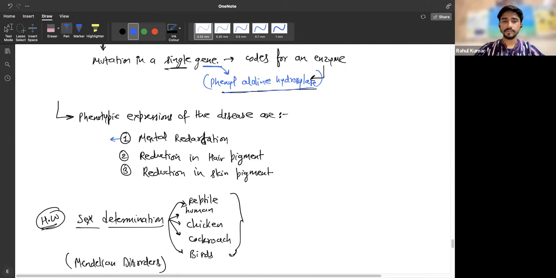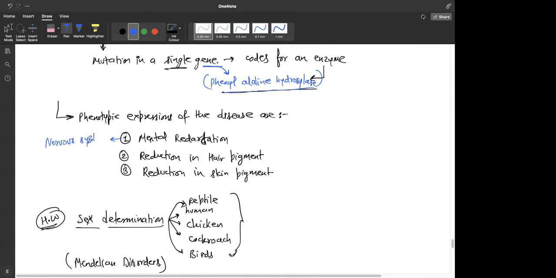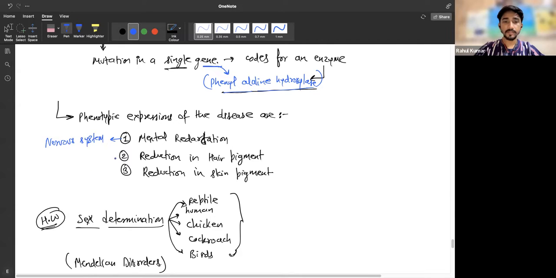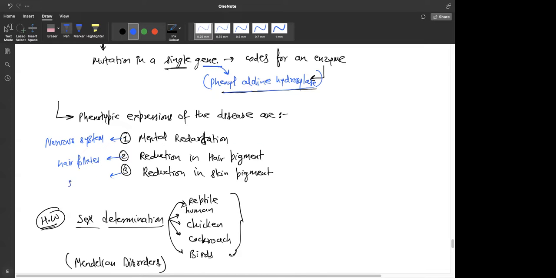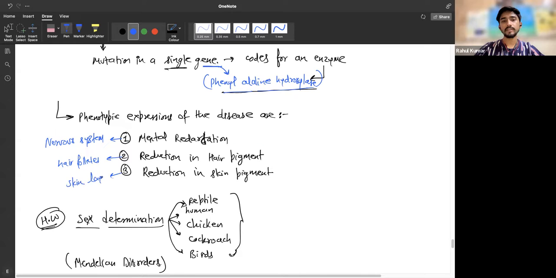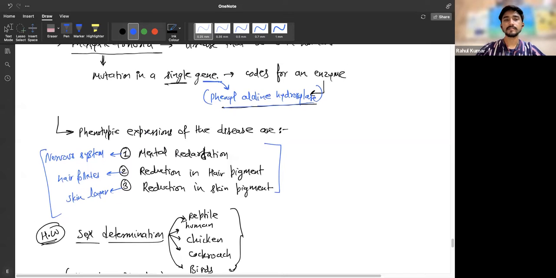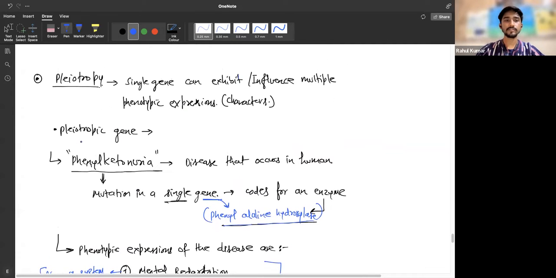So even though it codes for an enzyme, it also causes these problems, which suggests that it is a pleiotropic gene. So if it is causing mental retardation, it is affecting the nervous system, right? If it is causing reduction in hair pigment, it is affecting the hair follicles, right? And here it is affecting the skin layer. And all these three are very different systems, correct? So if one gene is causing all these effects in very distant, unrelated systems, then it is proof that it is a pleiotropic gene.